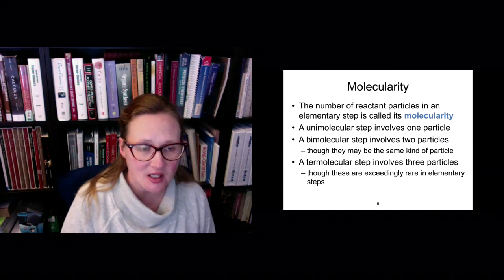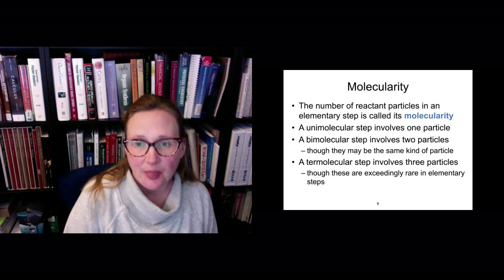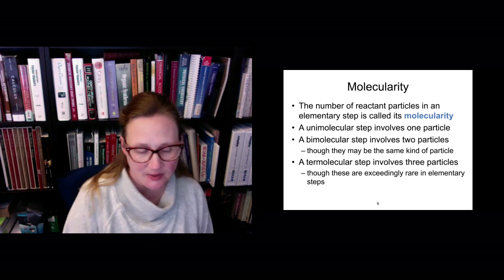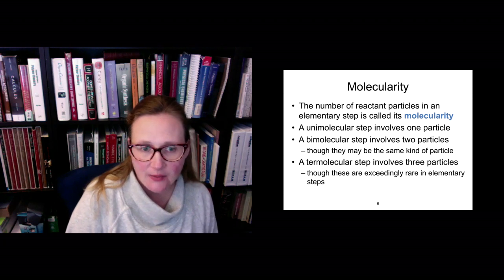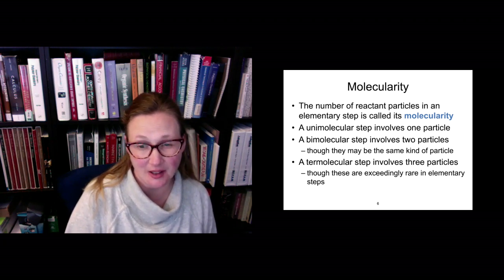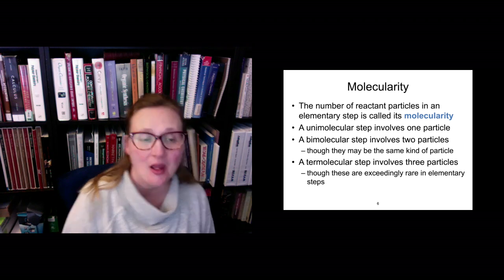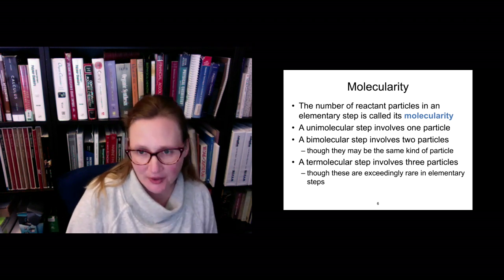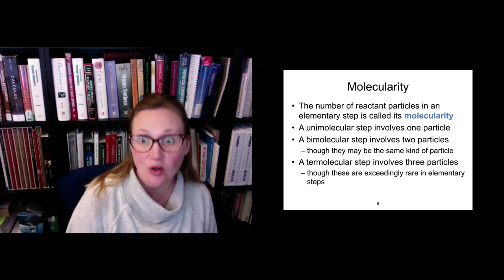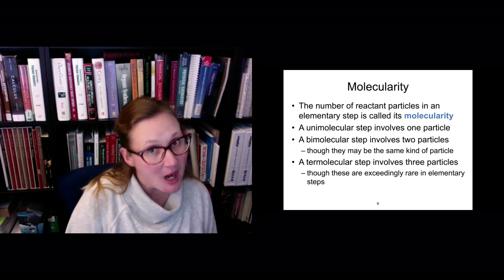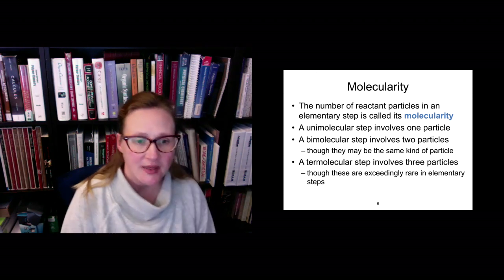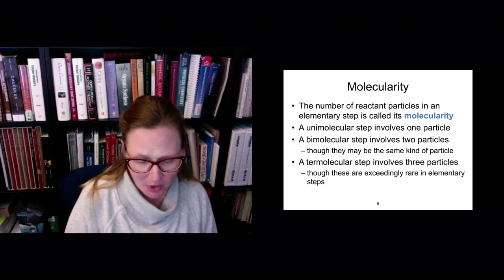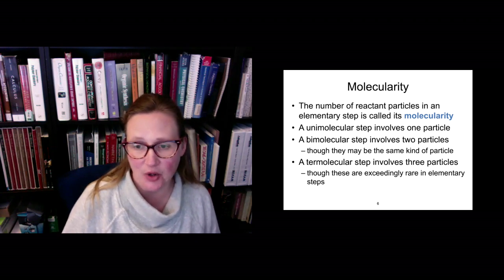All right, so that gets us into this idea of molecularity. Molecularity is the number of reactant particles in each of the elementary steps. We're going to talk about up to 3, but remember a termolecular step involves 3 particles, which is rare. A unimolecular step involves 1 particle. A bimolecular step involves 2 particles, or they could be the same kind of particle, so two of the same molecules that collide together. And then a termolecular step is one that involves 3 particles.